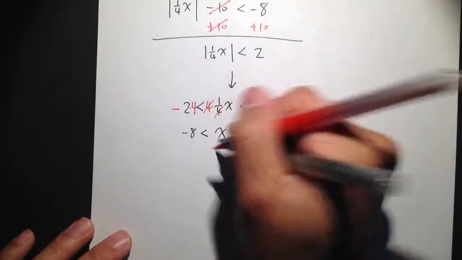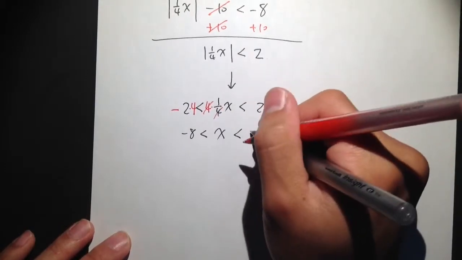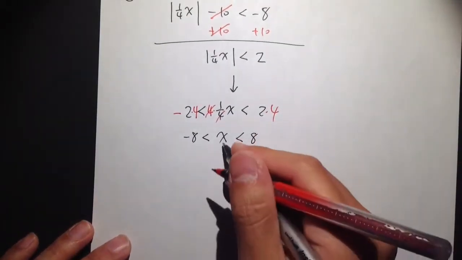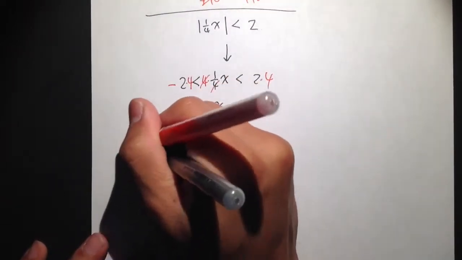In the middle, the x is by itself already. Maintain the inequality, 2 times 4 is positive 8 here. So x is in between negative 8 and positive 8. Do a real quick graph.